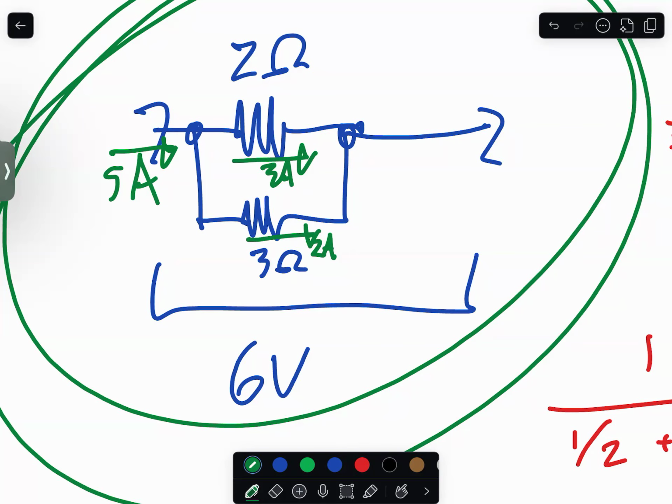Again, the question is, what fraction of the total current flows through the top resistor? I've given you the currents in each resistor. You should be able to find this. The correct answer is 3/5 of the total current. 5 amps total, 3 amps top, 3/5 is the fraction, yeah?